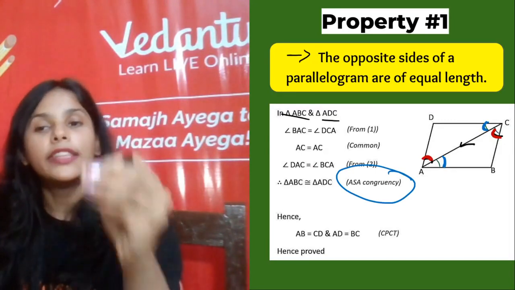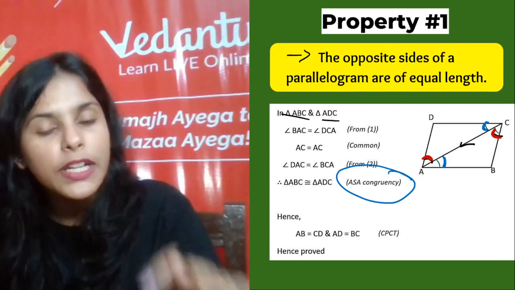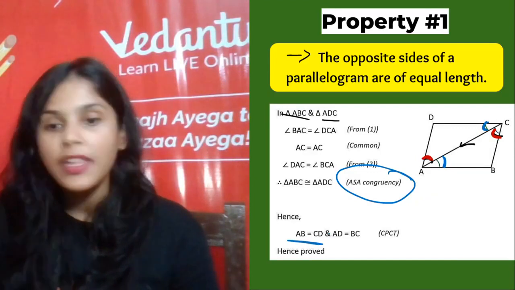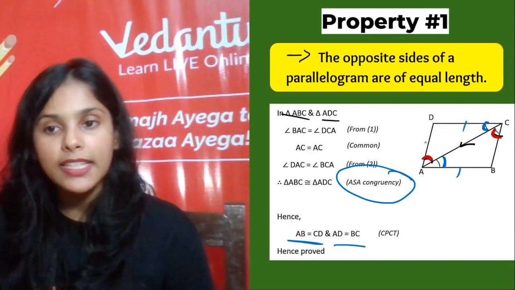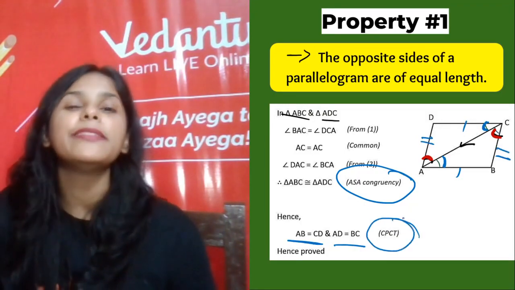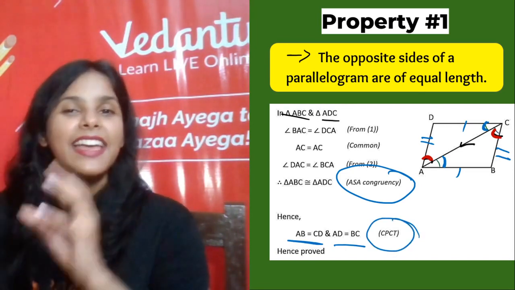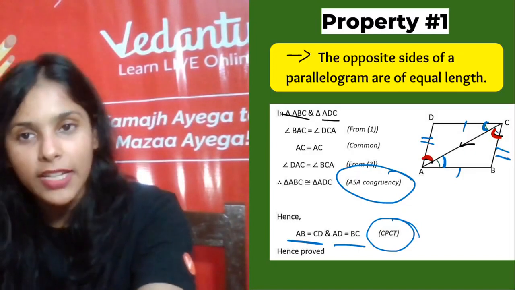Okay. Therefore, if we have proved that these two triangles are congruent to each other, can we say that AB is equal to CD and AD is equal to BC? This is equal to this and this is equal to this. By what? CPCT. It became simple. Isn't that amazing? Hence proved that opposite sides of the parallelogram are equal in length.